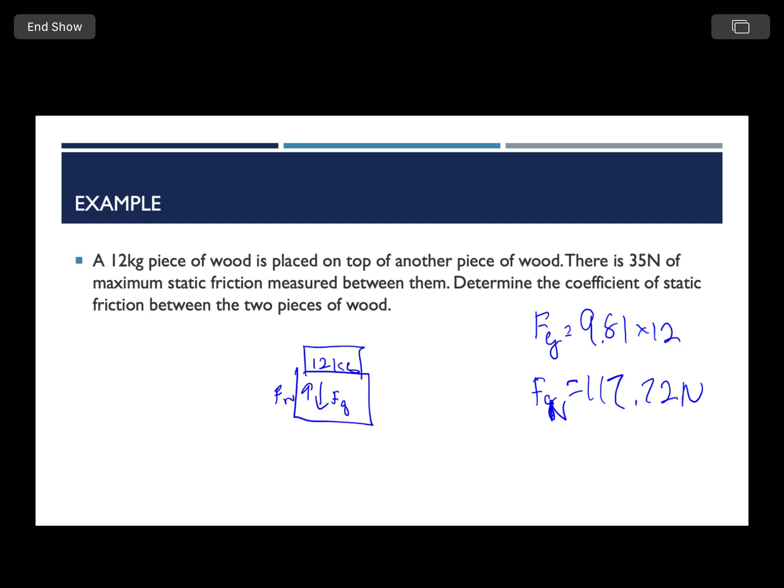So let's calculate our friction here. Now, because it's not moving, it has to be static friction. Force of friction that is static is equal to mu times my normal force. So I happen to know that there's 35 newtons of static friction. And I'm trying to find mu. And I know that my normal force was 117.72, which means that my mu is going to be 0.297.